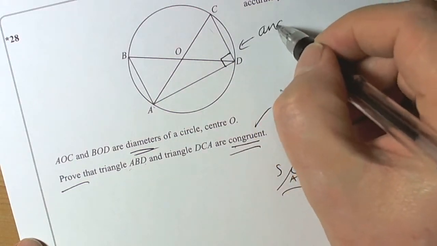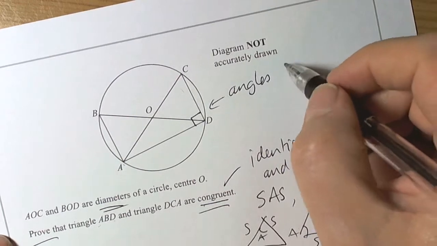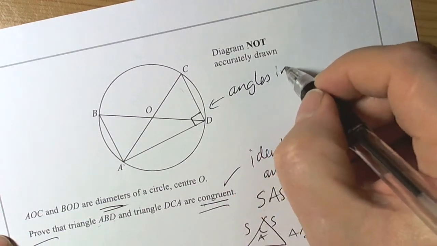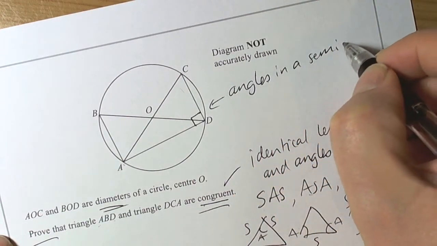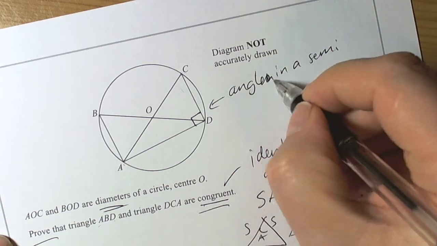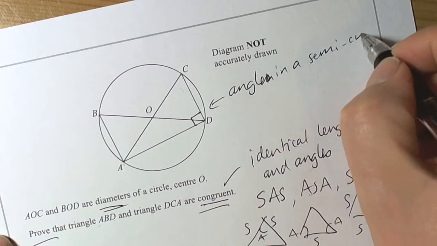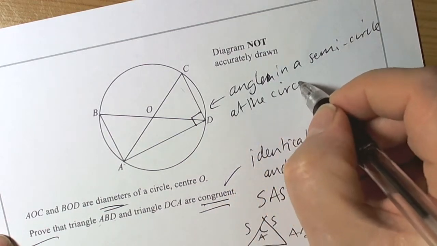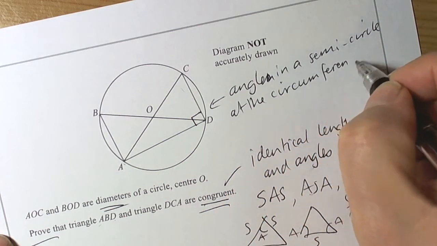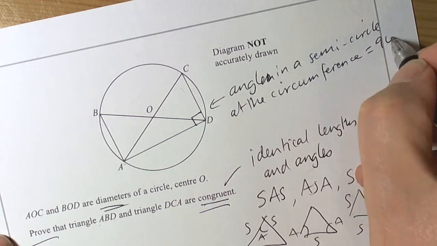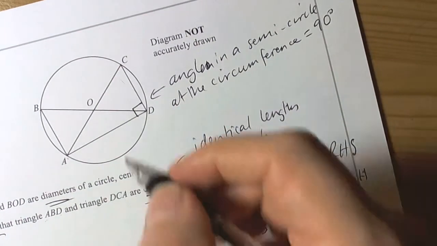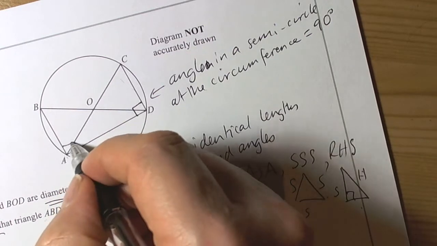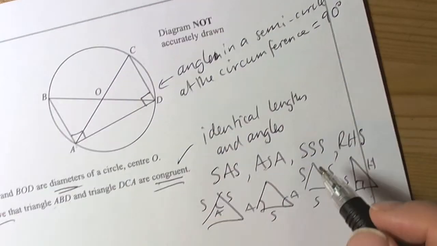So again, when you're proving things, you must give reasons. Angle in a semicircle at the circumference equals 90 degrees. So we've given the reason why we chose 90 degrees there, and again, for the same reason, that'll be 90 degrees there.